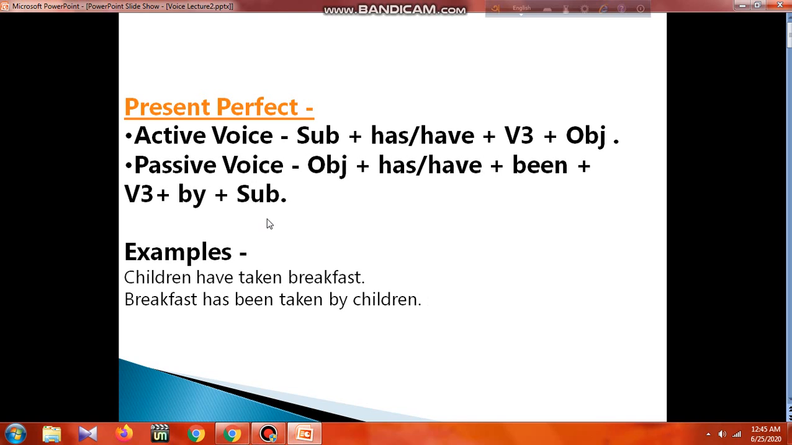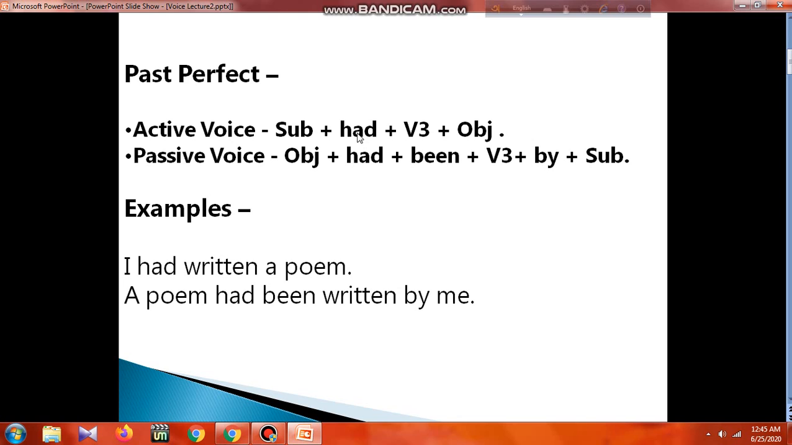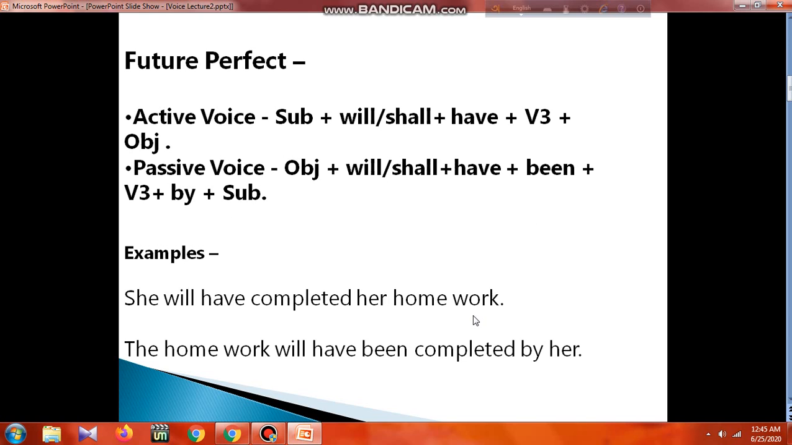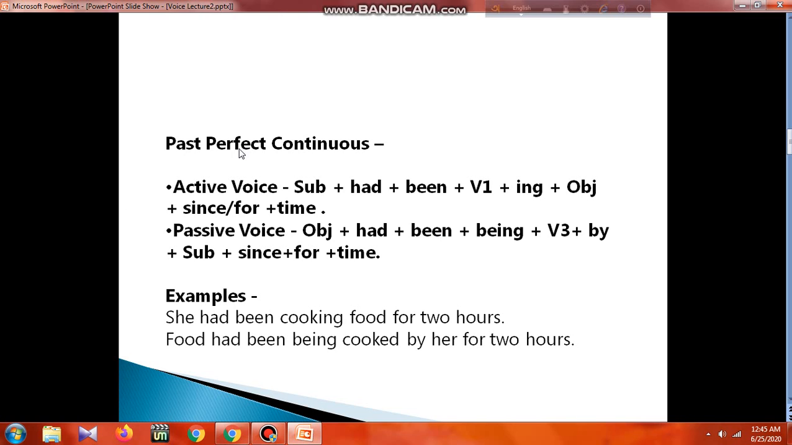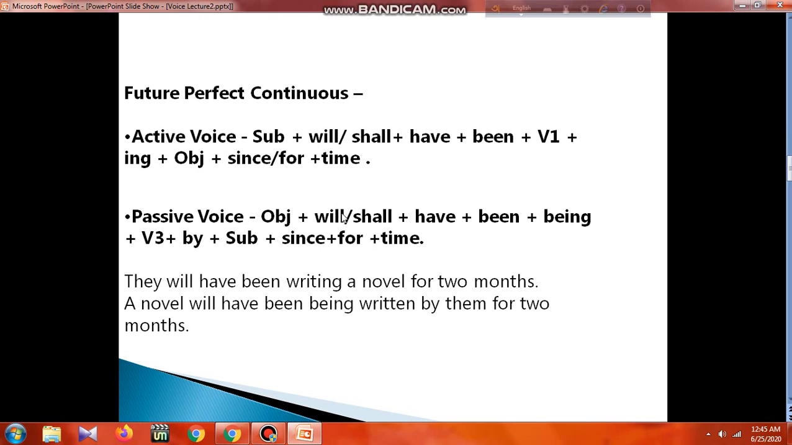First we talked about how to change the voice of present perfect. We came to know that if you find have or has, we take been, then be3. Then for past perfect, had is there, so we take been, then be3. Then shall have, will have, here also been, then be3. Then perfect continuous: for present perfect, it will be being, then be3, then other things as usual. For past perfect, same thing, had been, then being be3. For future perfect, shall have, will have, then been, being be3, then other things as usual.